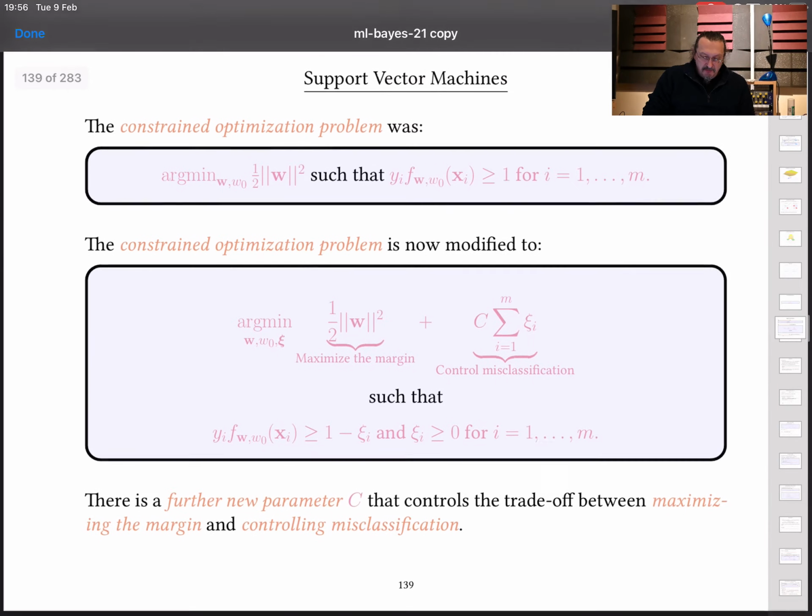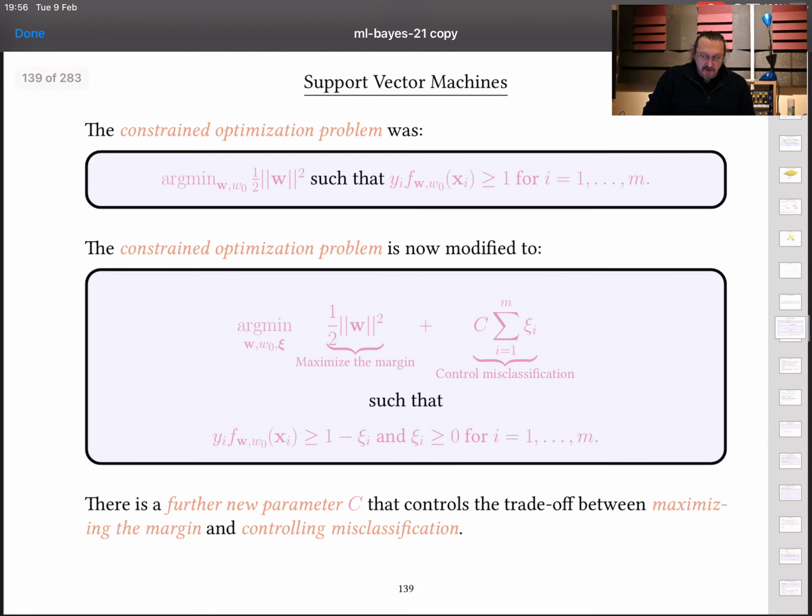Now, when we do that, we're just modifying the previous constrained optimization problem a little bit to take these slack variables into account. For the maximum margin classifier, the problem was as in the first box here. We were minimizing the length of the weight vector in such a way that we would force a margin between the decision boundary and each example, and we do that across the whole training set.